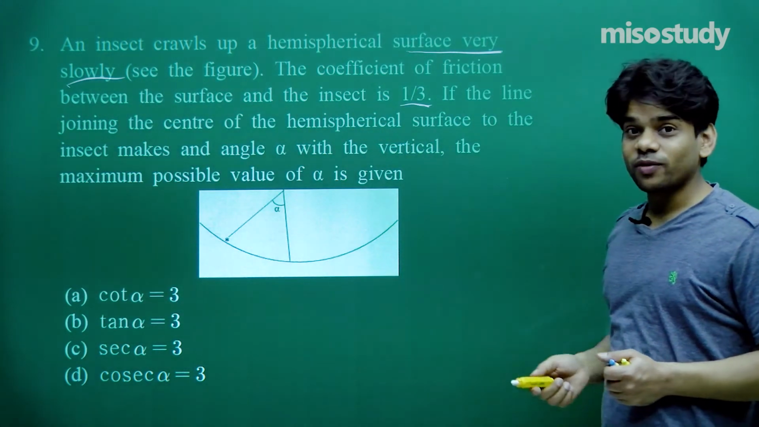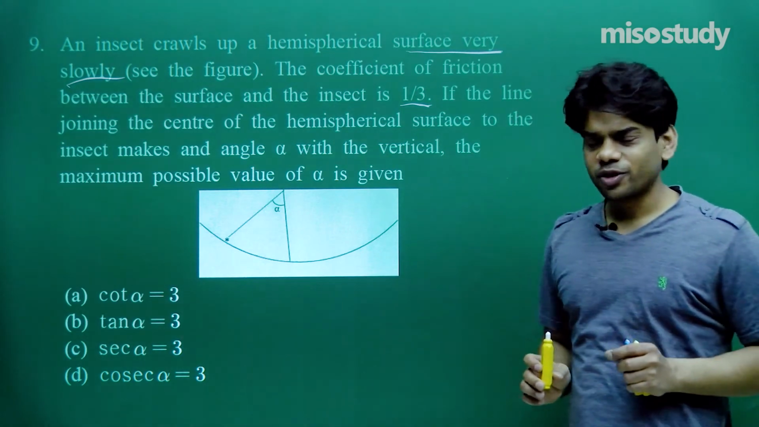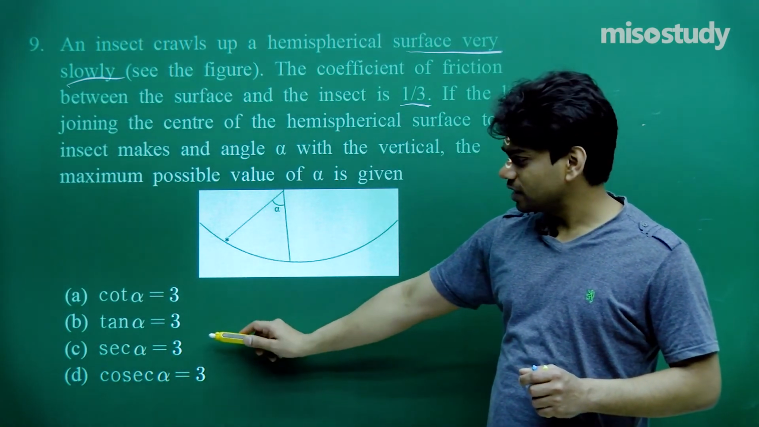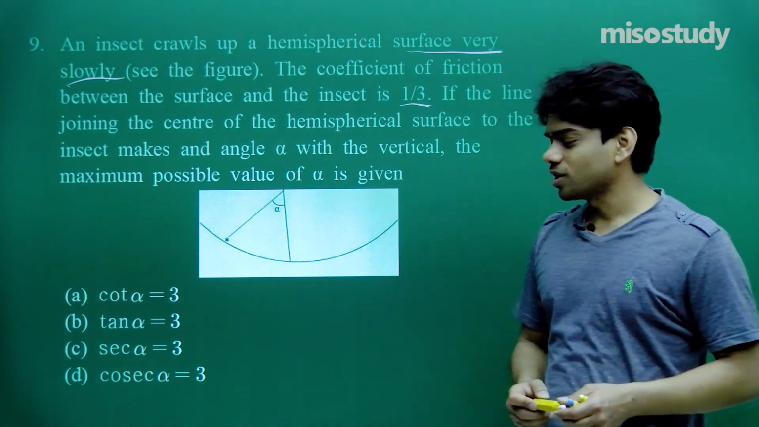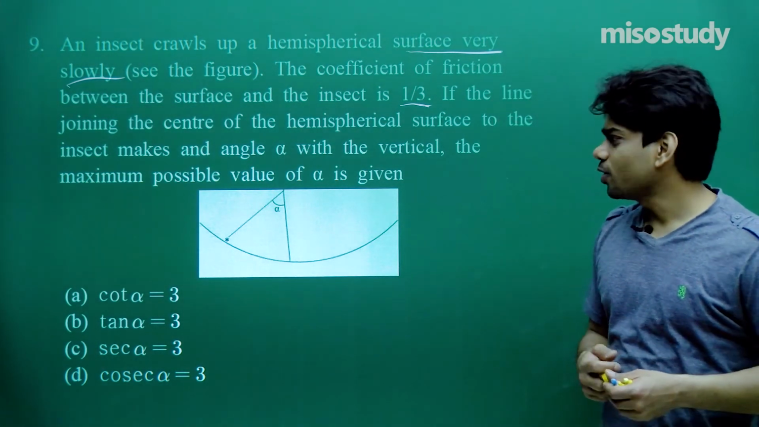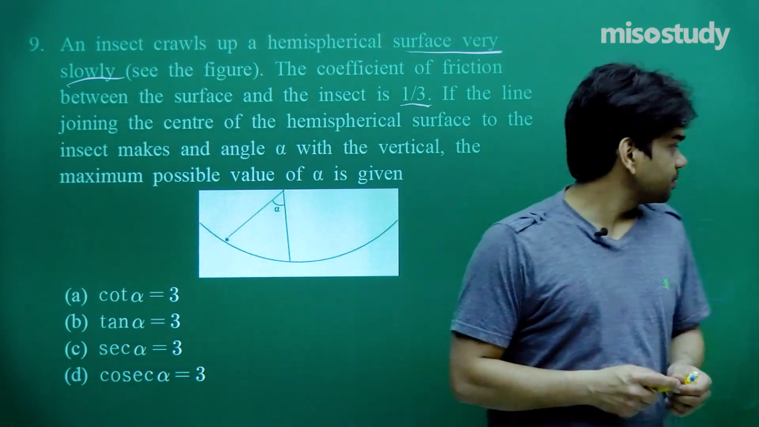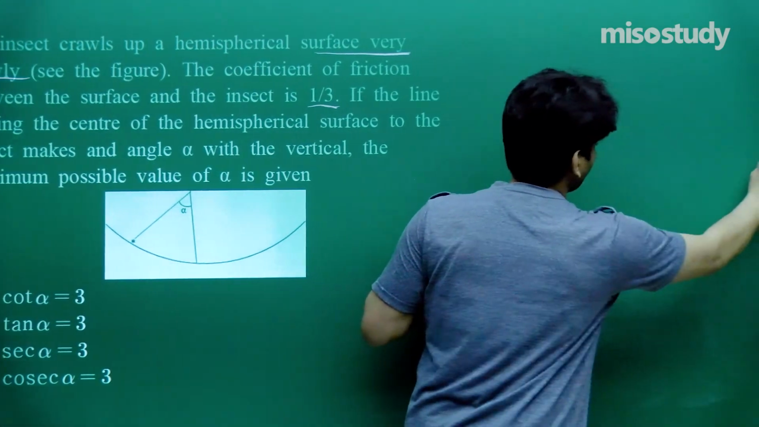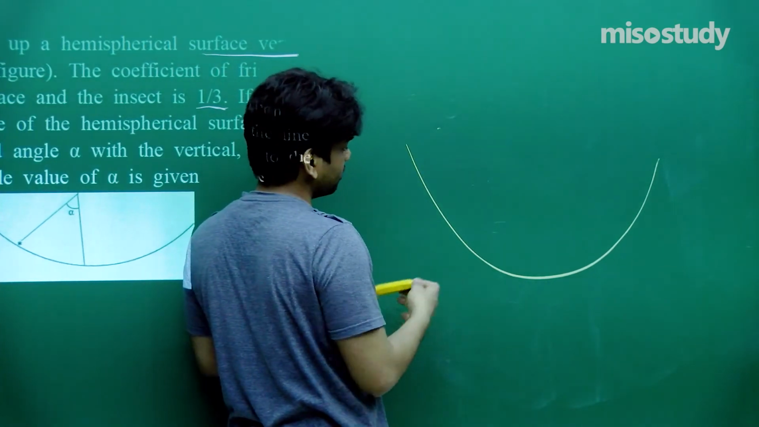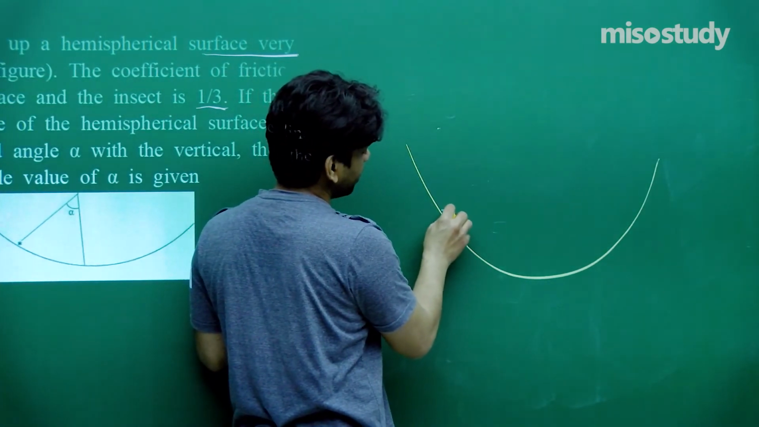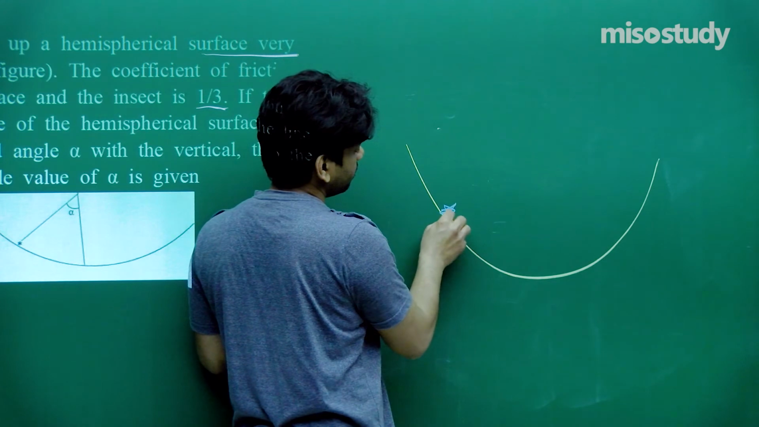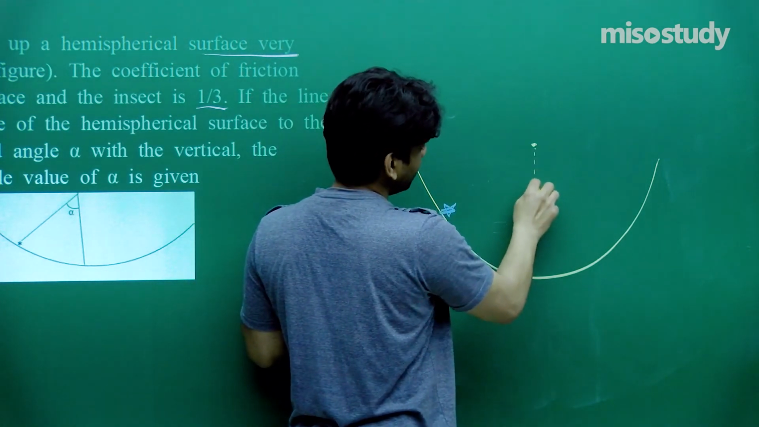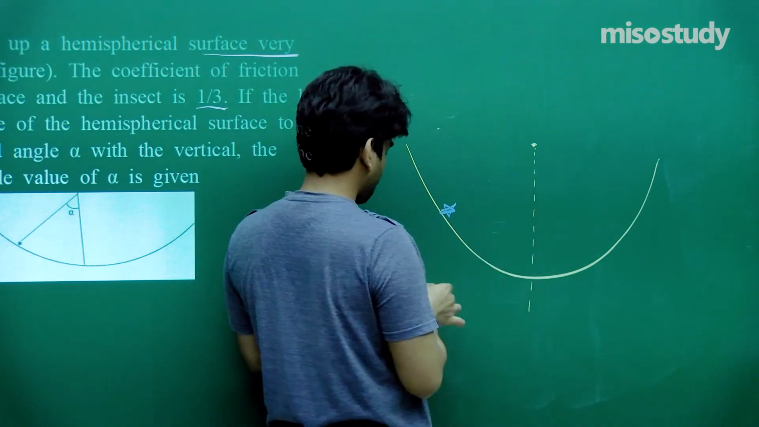Now the maximum value of alpha that is possible, we are talking about the limiting friction case. The options are: A, cot alpha equals 3; B, tan alpha equals 3; C, sec alpha equals 3; D, cosec alpha equals 3. Let's try to find out. I will draw a diagram once again. This is the hemispherical surface. Let's say the insect is somewhere here, as I have shown you. This is the center of the sphere of which it is a part.